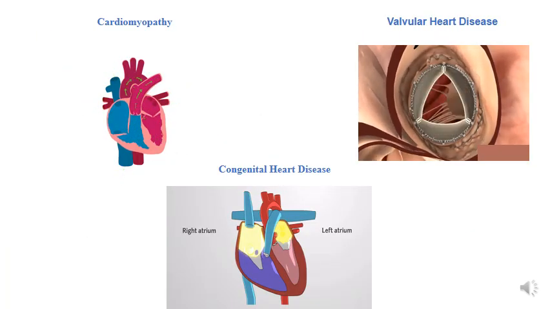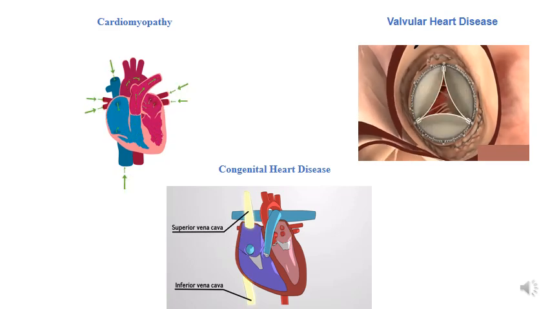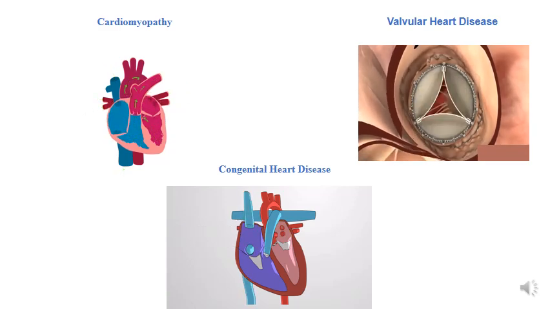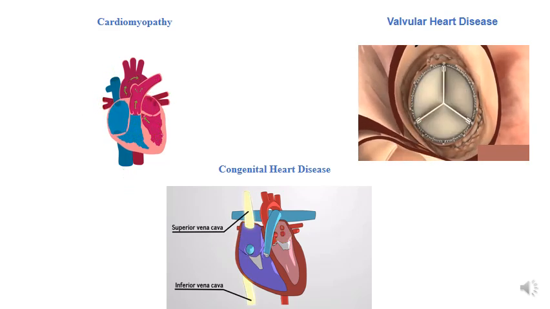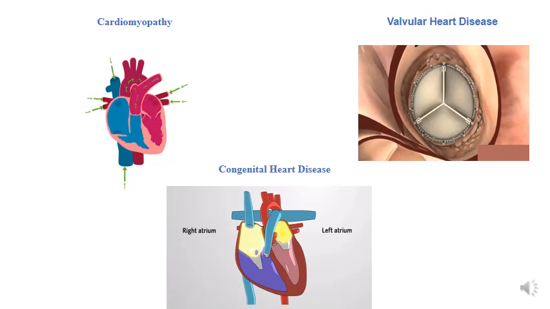Cardiomyopathy. Types: dilated, hypertrophic, restrictive. Cause: genetic factors, high blood pressure, infections. Symptoms: fatigue, irregular heartbeat, heart failure signs.